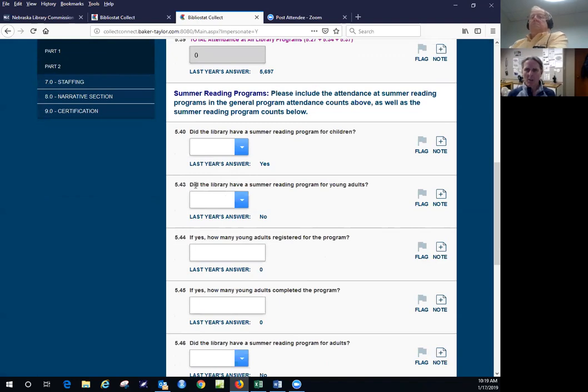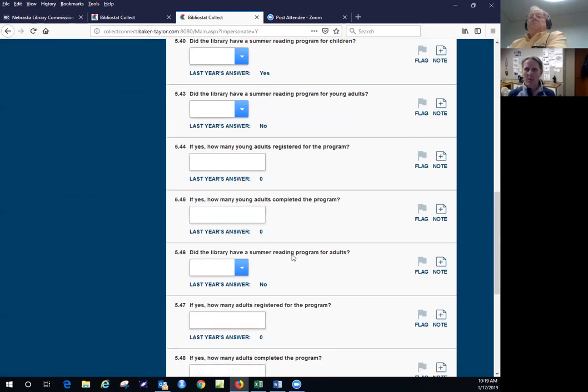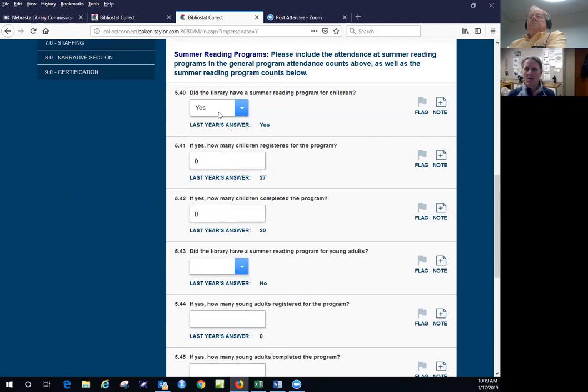But the follow-up question here, this is for children, young adults, and adults. If we enter a yes, then the follow-up question is, how many children registered for the program and how many children completed the program? What I've heard from a lot of libraries is they don't really count things that way. They might have a program where there's a meeting once a week, but people may not attend every week. They might attend 2 or 3 of the sessions. So it's difficult for them to ascertain. They don't really have a registration process, and they don't really have a completion process.